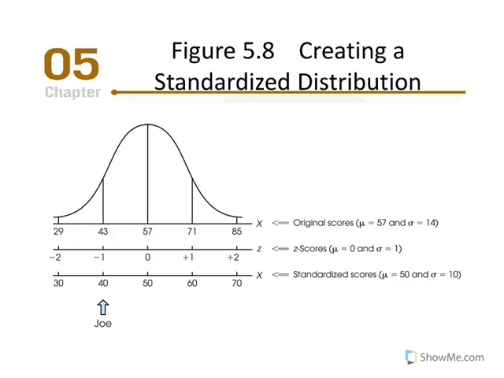So here's an example using some original scores. The original distribution has a mean of 57 with the standard deviation equal to 14. The second line represents the Z distribution. So we know that the mean is equal to 0 and standard deviation is equal to 1. So let's consider this raw score of 43. We're going to convert it to Z score.